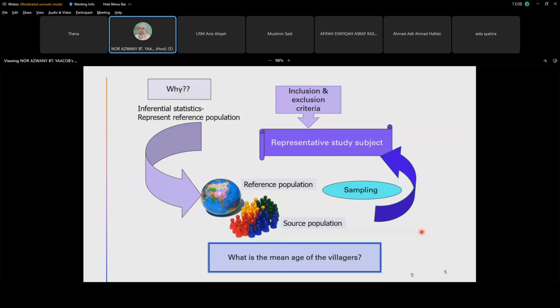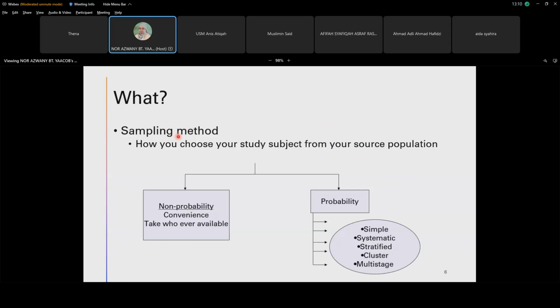Okay, so with that, you may be asked on the sampling method, how you choose your study subject. It means if you go to Kampung Kok Pasir, but you cannot go to all people, then you want to choose how you're going to choose that. So that is sampling method. You have the non-probability or the convenience sampling, means that you just go and take whoever you found. So that is non-probability, means that there's no equality of chance to be selected for your study. But the other sampling method is probability sampling.